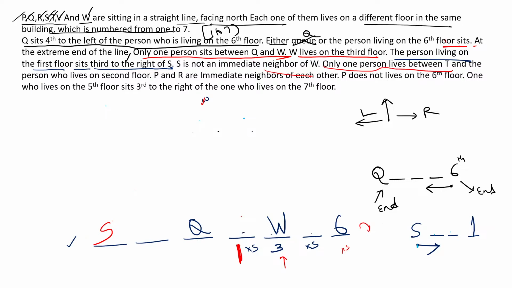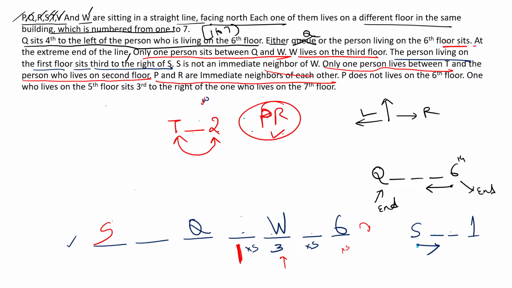Only one person lives between T and the person who is living on the second floor. In between T and second floor, you should have only one person, but you don't know which of them is on the left side and which is on the right side. Those can be interchangeable. So 2 blank T or T blank 2, both are possible. That's the meaning of double arrows. P and R are immediate neighbors of each other. You have to write P and R side by side, wherever you are writing. It's a group. P does not live on the 6th floor, so this should not be your P.